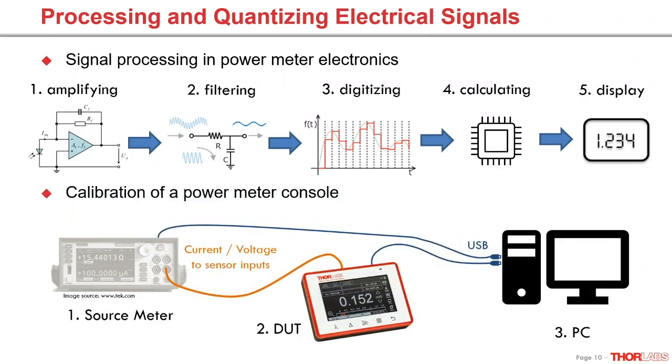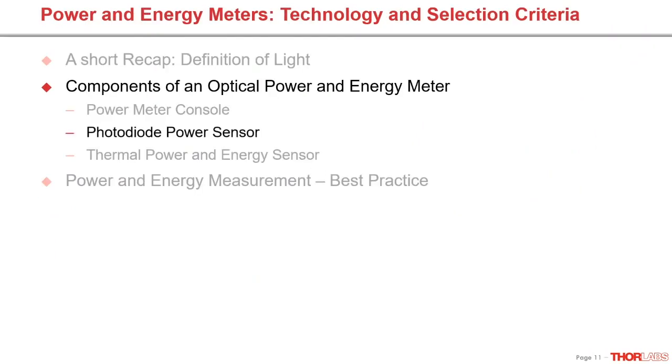The electronics gets calibrated by applying well-defined currents and voltages for each measurement range. The accuracy of the electronics outperforms the system accuracy by far, so it is enough to focus on the sensor accuracy when looking at the complete power meter accuracy or power measurement accuracy. Next, I will show how a semiconductor or photodiode power sensor works.